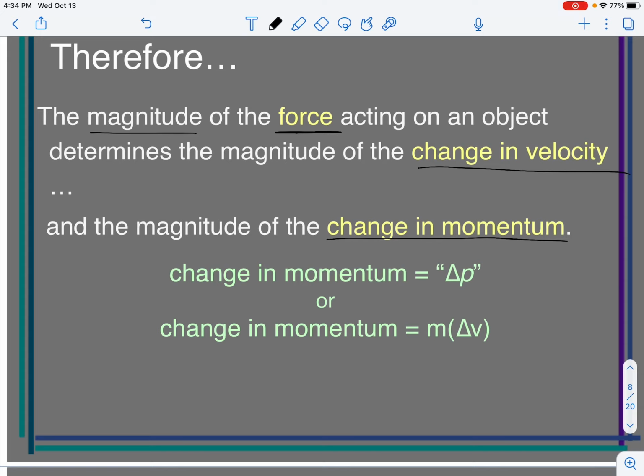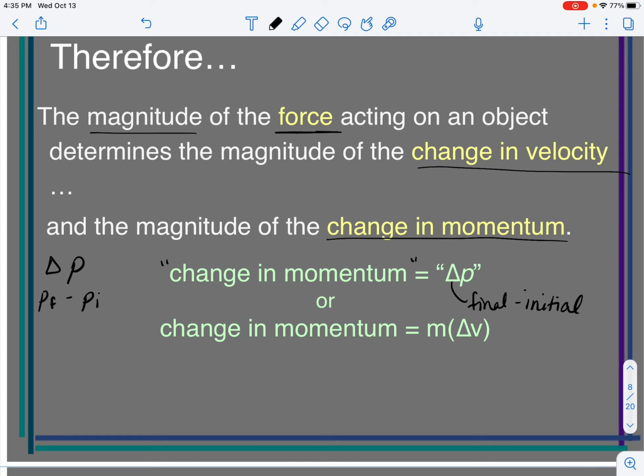Now, we have here change in momentum equals delta P. There are several different ways that we could calculate what a change in momentum looks like. So the phrase change in momentum could simply be expressed as delta, meaning change, P for momentum. The way that I calculate the change in anything is always final minus initial. So I could say that if I wanted to calculate the change in momentum, I would simply say final momentum minus initial momentum.